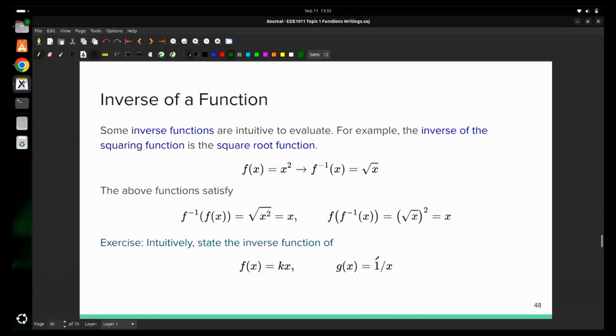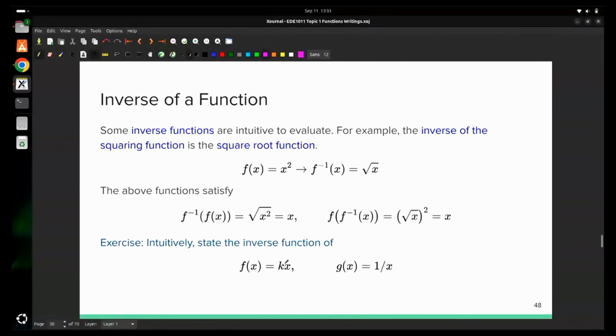Okay, so now exercise. Let's state the inverse function of the following two functions intuitively. That means we try not to go through the math. Of course we can go through the math and then get it, no issues, but we can actually get them kind of intuitively. So you see, this function is just a linear function, kx. So you just take whatever input x multiplied by k across. So what do you think will be the inverse?